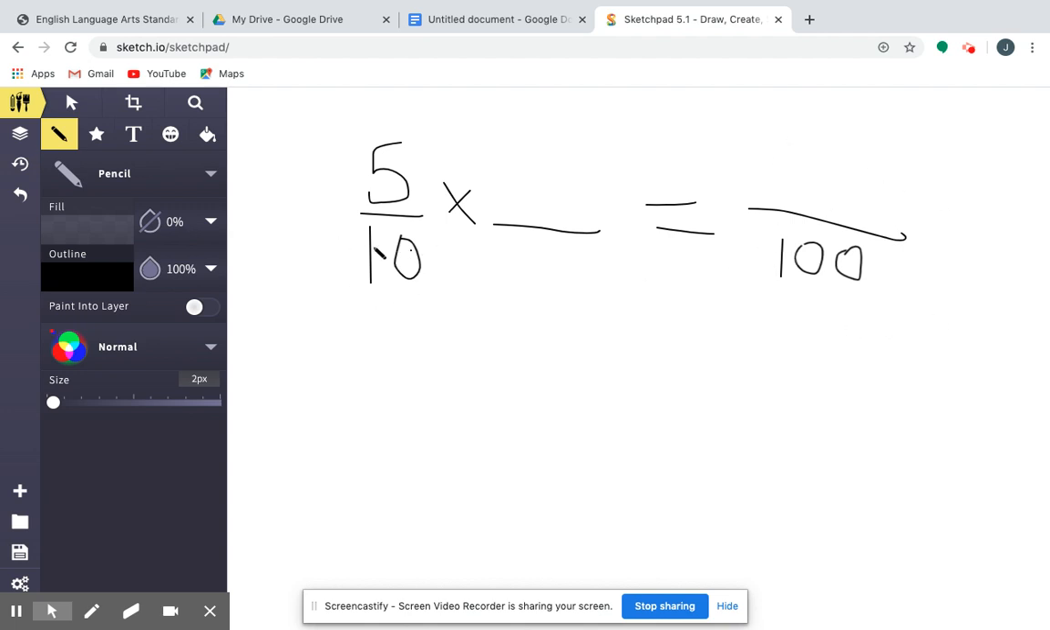Well, we start with the denominator. We have 10, we have 100. What times 10 equals 100? 10. So that's easy, I know what I'm going to multiply by. Then I need to multiply the numerator by 10 too. And then that will give me 50 hundredths. Sorry, I'm writing so slow. I'm using the trackpad on my laptop and it's kind of hard.